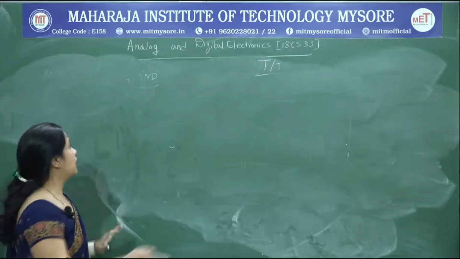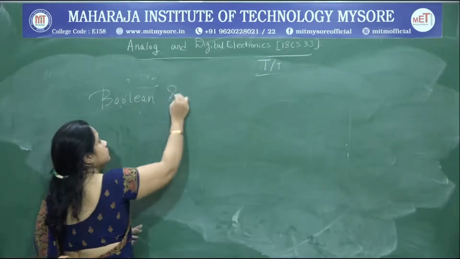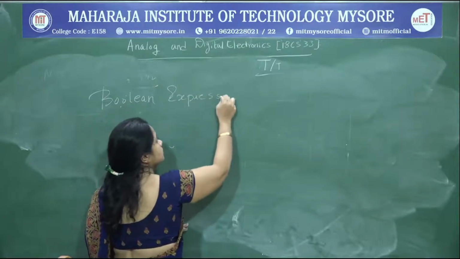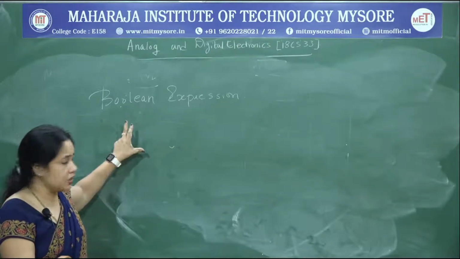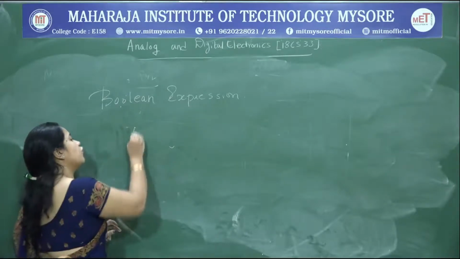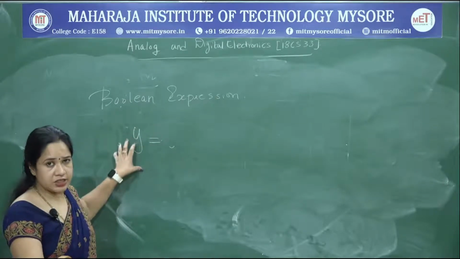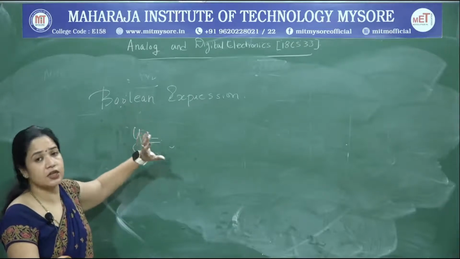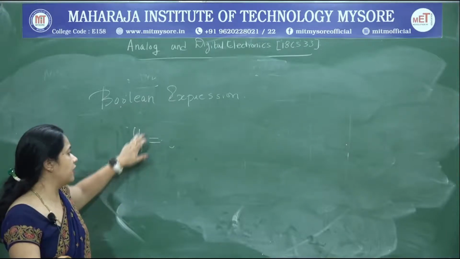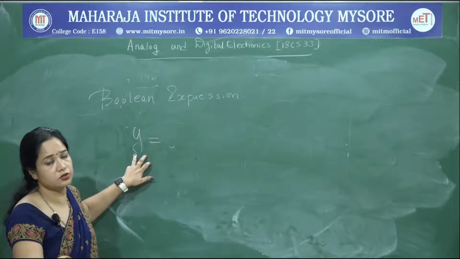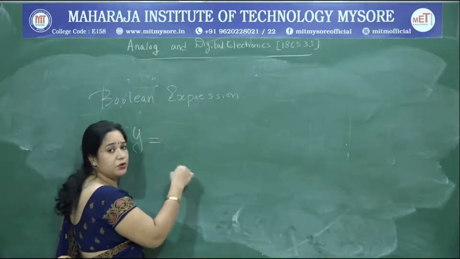Now at this point let me tell what a Boolean expression is. A Boolean expression is an expression which represents an output for a digital system. So say you have any digital system, the output of the digital circuit can be represented as a Boolean expression, and you can use any literal or variable to represent the output, and it is usually represented in terms of the input literals.